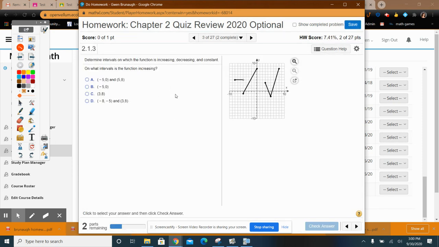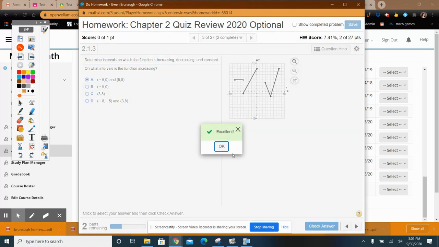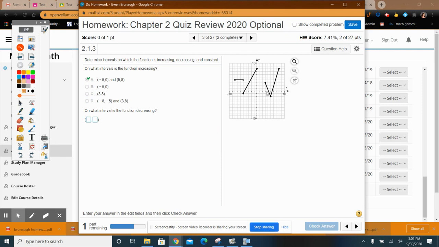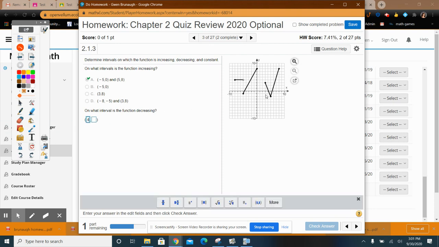Okay, more increasing, decreasing, and constant. When is it increasing? Looks like something to 0, and then again from something to 8. So I can just tell by looking at it as -5 to 0. We use the x values, and then again from 5 to 8. That is when it is increasing. It is decreasing in this region right here. So that's 1, 2, 3, 4, and it stops at 6. Small number to big number.